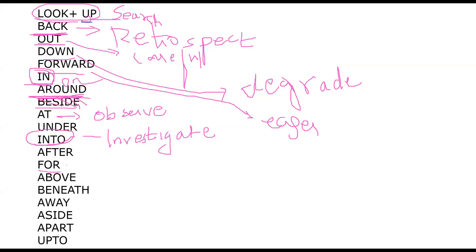Look at the board, observe. Look under, again, it will not give me a different meaning. It will just mean, okay, look under the chair. So it's not a phrasal verb. A phrasal verb basically should give me a different meaning. Okay, so look under is also not a phrasal verb. Look into, the police is looking into the matter, investigating. See, it's giving me a meaning. Look after, it gives you a meaning.